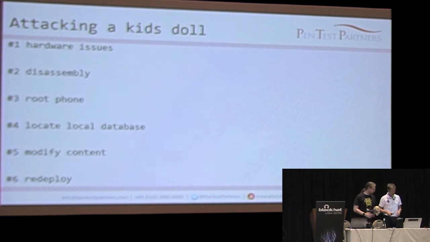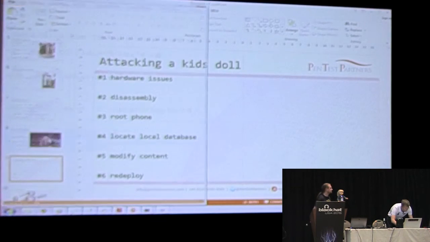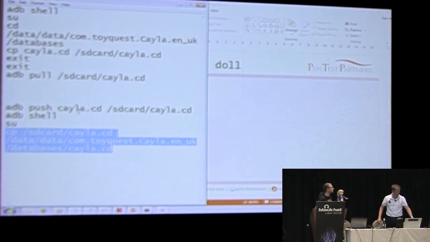So, the first place we want to start with the doll is we want to look at some hardware issues, so Bluetooth problems. We then need to look at the source code, think about disassembling it. We then need a rooted phone, this is quite key, and then we're going to look at the database, we're going to modify the content, and then push our new content out to the phone so we can take control of it. Now, the way that you typically do this, I'm not going to do this live because it's being a little bit flaky, is you start with your handset.